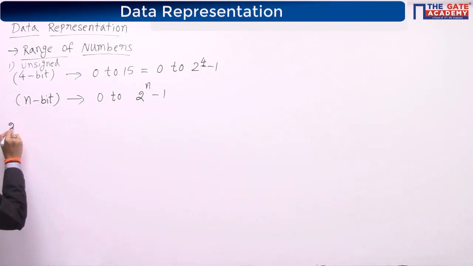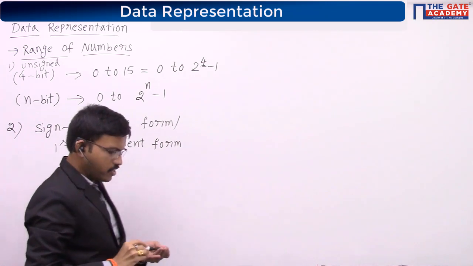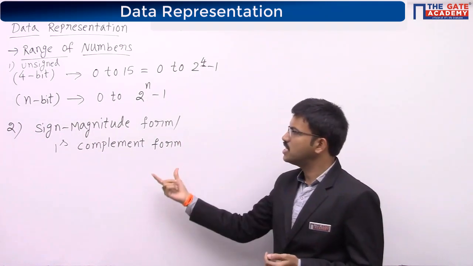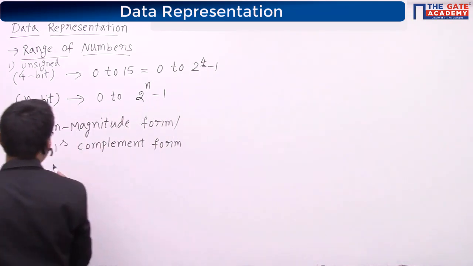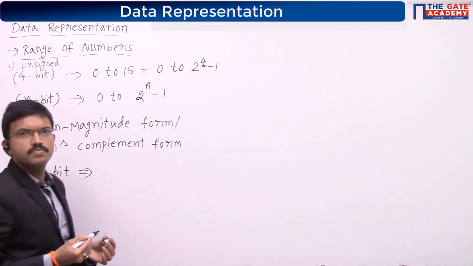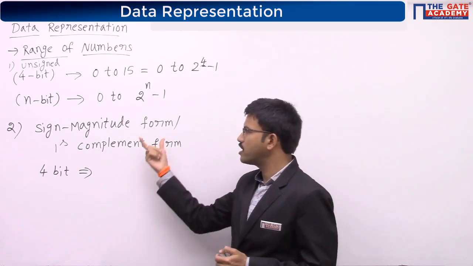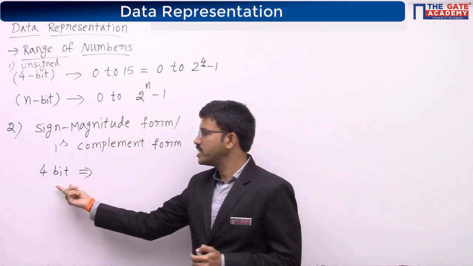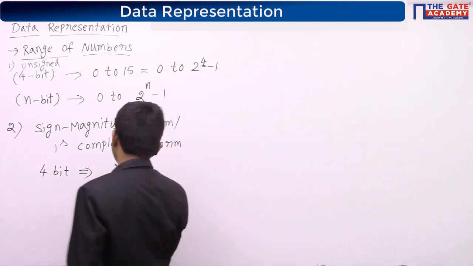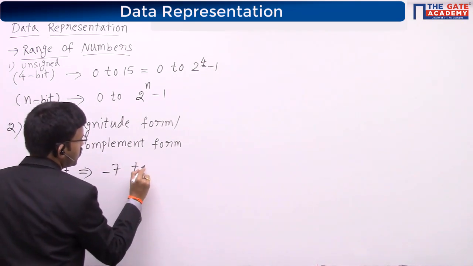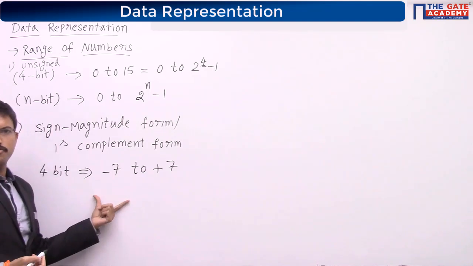Next one, Sign Magnitude form. For Sign Magnitude form or 1's complement form, you will get the same range. Just go through the tabular form for the 4-bit case. You can go through either the Sign Magnitude column or the 1's complement column. What is the minimum value? What is the maximum value? Correct, -7 to +7. The minimum value is the negative of the maximum.